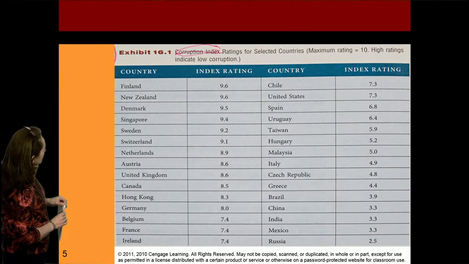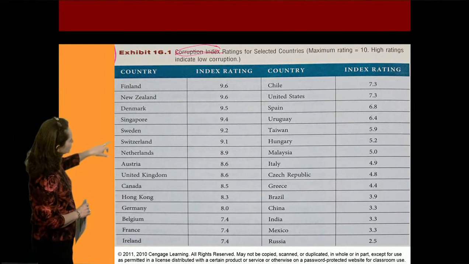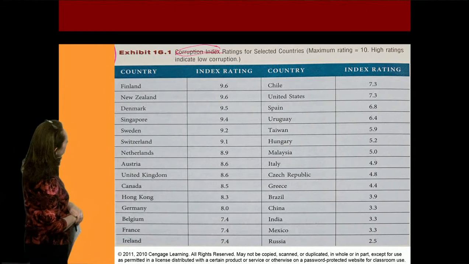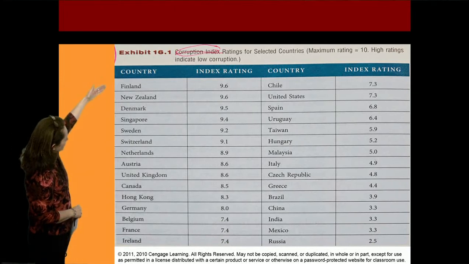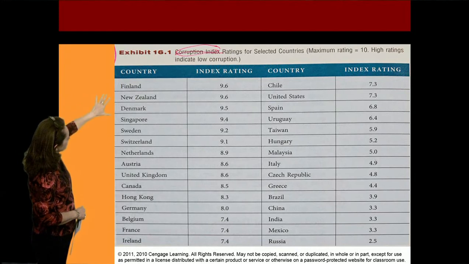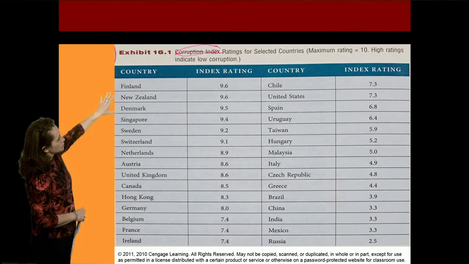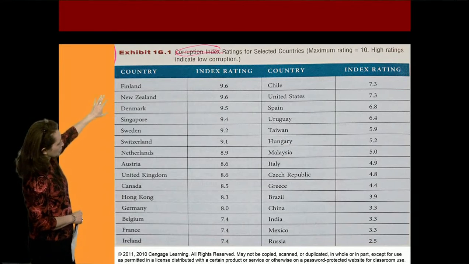These index ratings are going to impact how multinational corporations are going to enter a particular foreign market. So let's look at Switzerland, it is 9.1. The ones that are on the top are the ones that are less corrupt. So if you look at New Zealand, Finland, Denmark, Singapore, the ones that are less corrupt, most countries would tend to want to do business in that type of country because the corruption is fairly low.